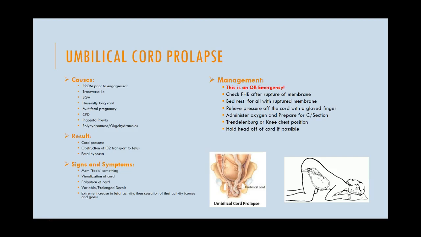You have to leave it there and put upward pressure on the fetal presenting part to keep it off of the cord. We've got to administer oxygen to mom so we can oxygenate baby. We prepare her for a C-section. We'll put her in Trendelenburg or knee-chest position, and really knee-chest position tends to work better. If you can flip her in knee-chest, that's the best way. And then we want to hold the head or the presenting part off of the cord if that's possible.